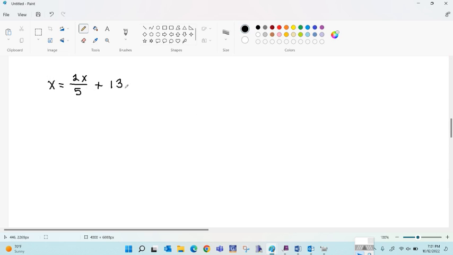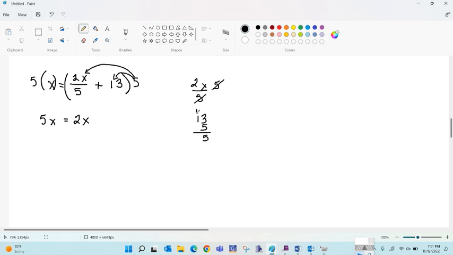Okay, so here we go. There is only one denominator, so that makes it nice. I don't have to do much thinking about it. I'm just going to multiply both sides by 5. The least common denominator is 5. It's the only denominator. So over here we have 5x. Here we have 2x over 5 times 5. These eliminate and you're left with 2x. Here we have 5 times 13, which is 65.